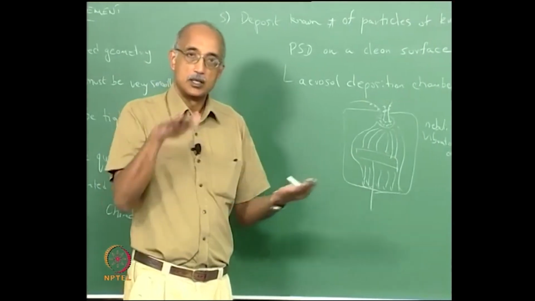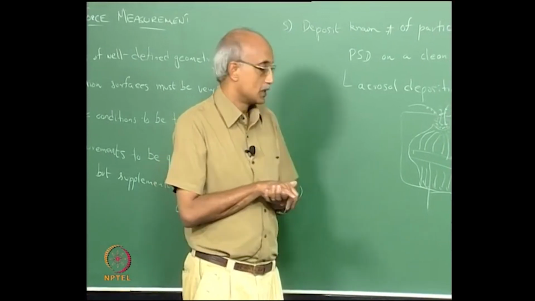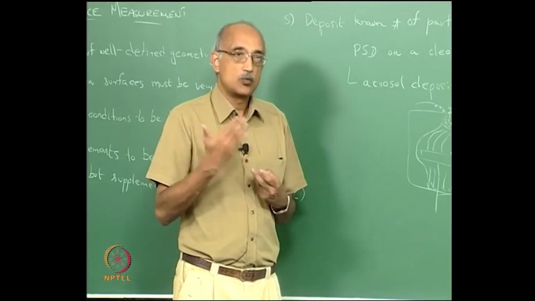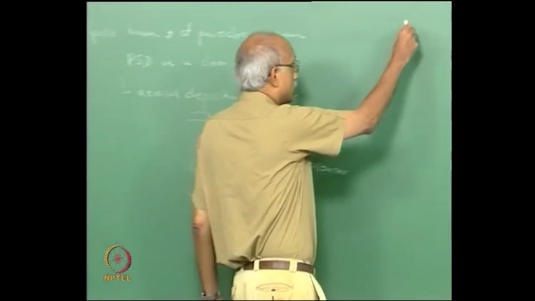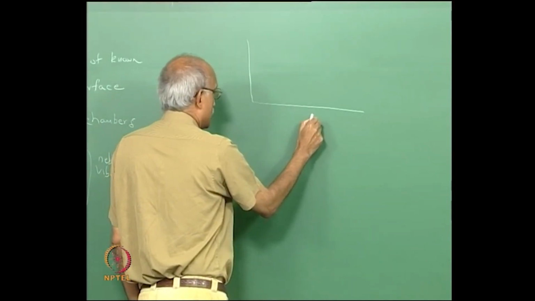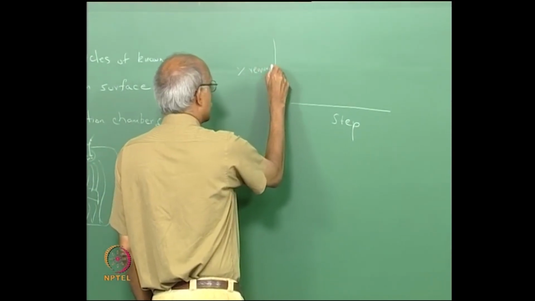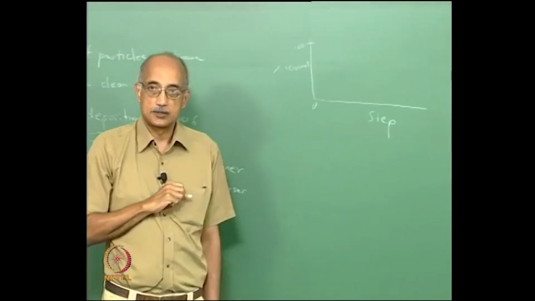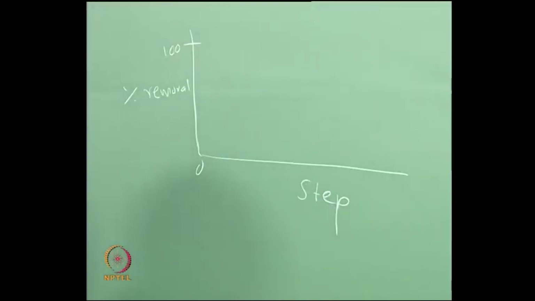In the latter case, what you do is initially you clean the wafer, you deposit a certain number of particles on the surface of known size and count, and then you apply the removal force and you look at what percent of particles are removed. So, when you follow that technique, this will be your step in the process, and this is percent removal. Let us say that at time 0 you start with some 100 particles on the surface. You apply your particle removal force one time.